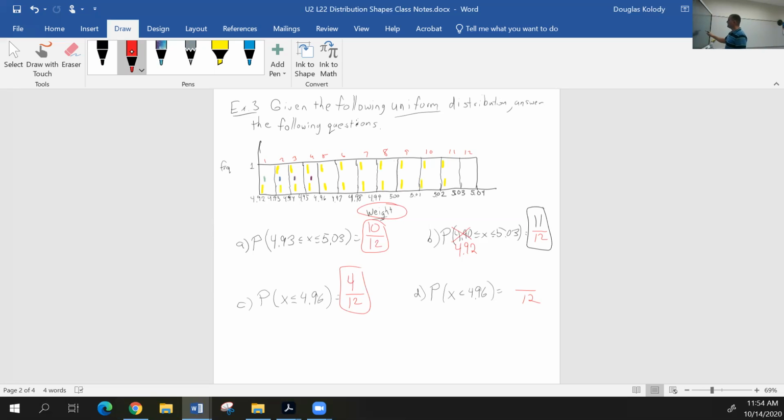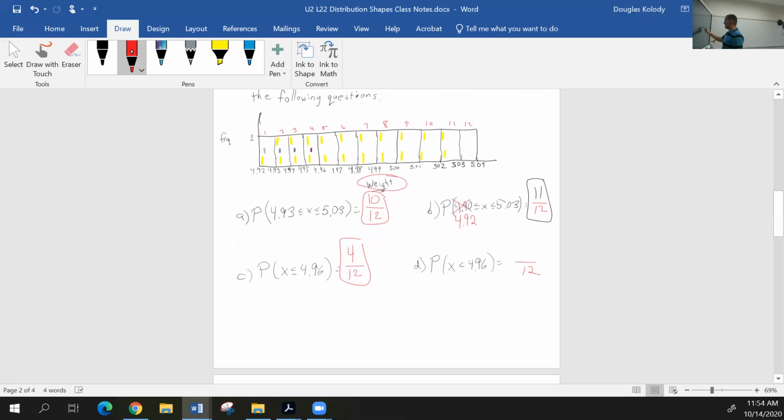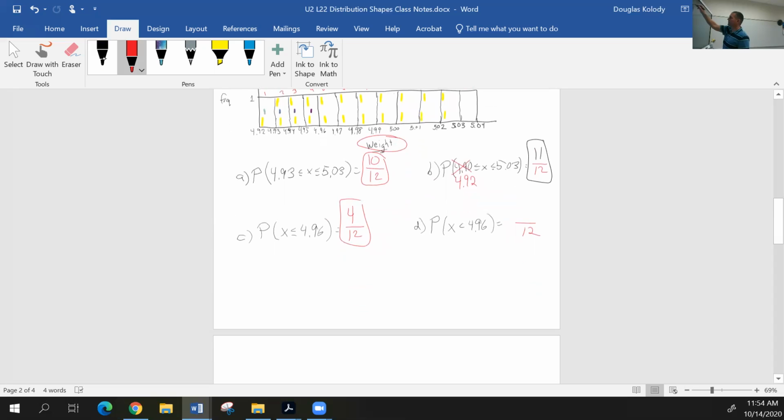What's the only difference between C and D? The only difference between C and D, all right, and I'll even write that right here. Difference between C and D is essentially the equal sign, the probability of X being equal to 4.96. So if we can find this probability, we could state the difference between letter C and letter D.